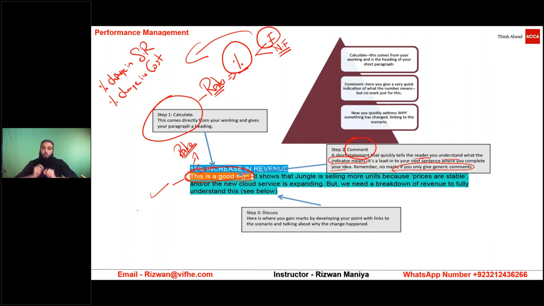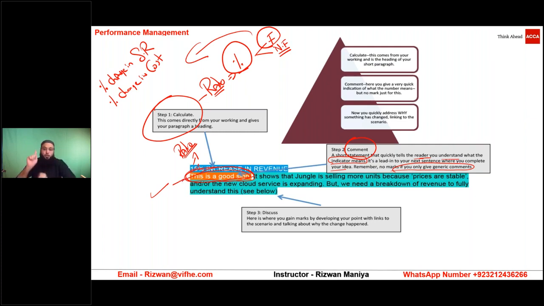This is a comment. So you have to actually write that whatever you have worked out the ratio, is that ratio giving a good sign for the business or a bad sign for the business? Is this change good for the business or bad for the business? That is just one sentence, which is known as the comment. Because whatever you will do next basically will depend on the first statement that you say, is it good or bad, what has happened. So this is the comment.